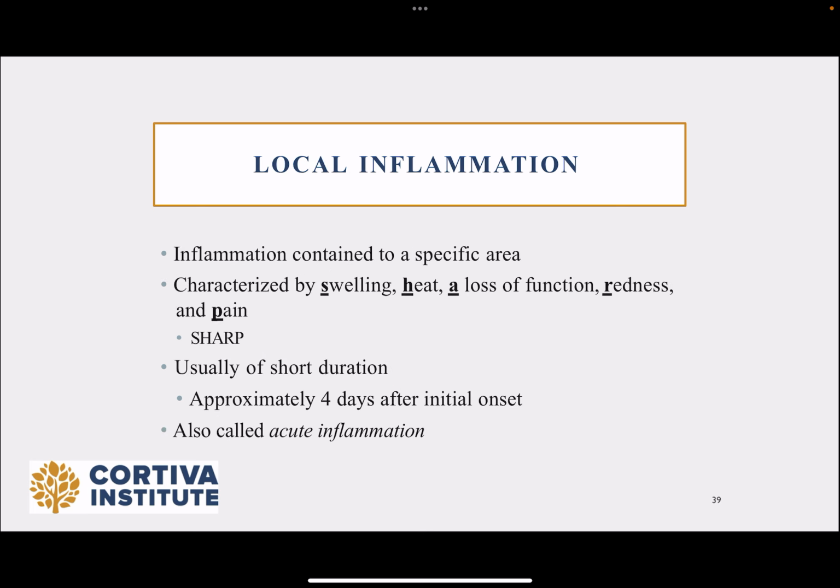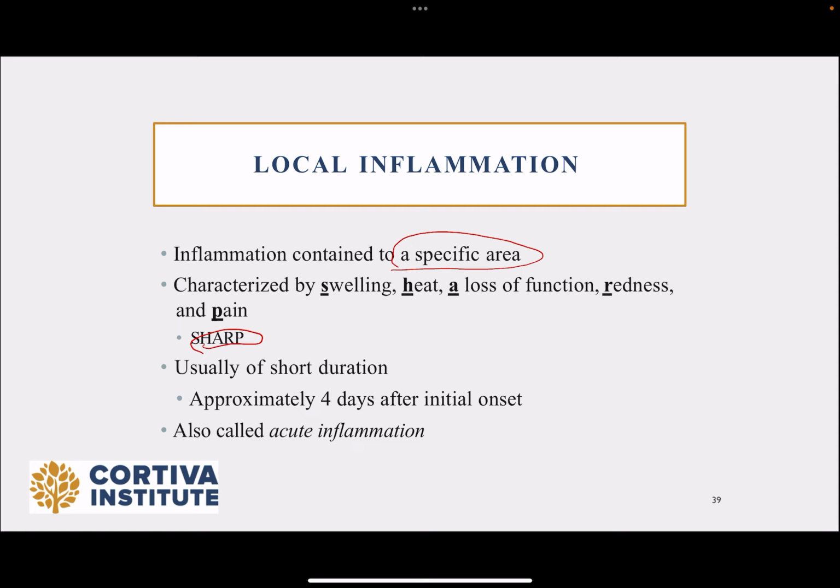Local inflammation is contained to a very specific area. It's only happening in that one area. It's not my full body, right? And this is characterized by swelling, heat, a loss of function, redness, and pain. This is also going to be known as SHARP, right? It's a beautiful acronym to help remember. Swelling, heat, a loss of function, redness, and pain.